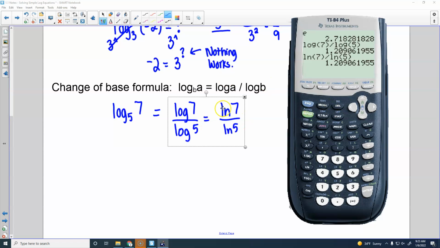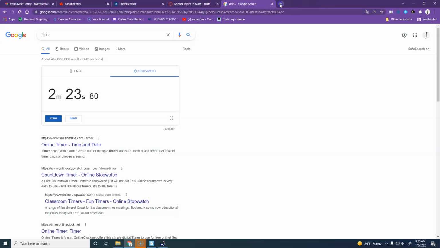There's also a chance that there might be questions, maybe on the ACT or something, where they want to know if you know the change of base formula. So the answer choices might look like log 7 over log 5. Can't guarantee that would happen, but it's possible. So you might need to know it for things like that.